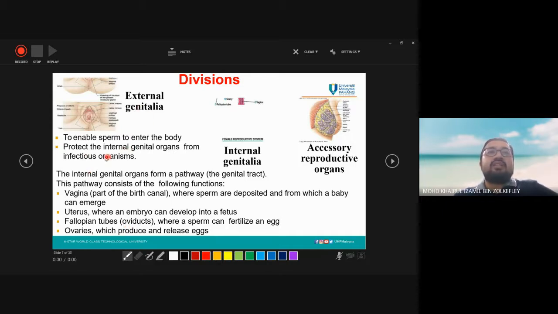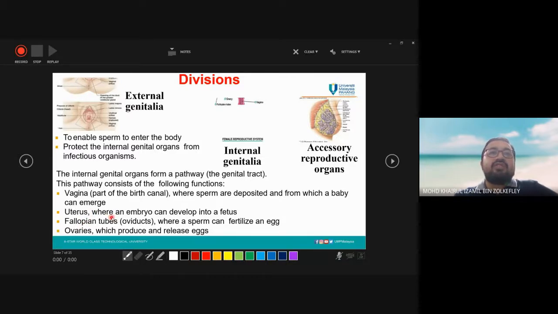The function of the external genitalia is to enable sperm to enter the body, and protect the internal genital organs from infectious organisms. The internal genital organs form a pathway, the genital tract. This pathway consists of the following. Number one, vagina, where sperm are deposited and from which a baby can emerge, tempat keluar bayi, dan juga tempat kita kata sperm deposit lah.